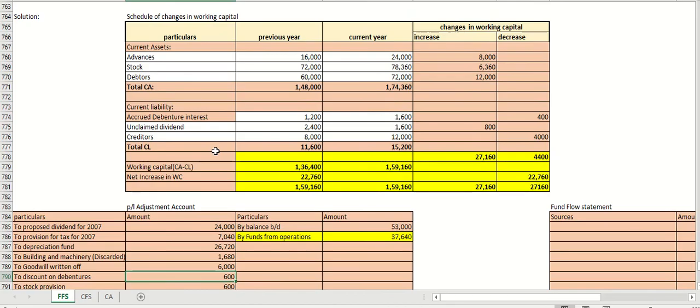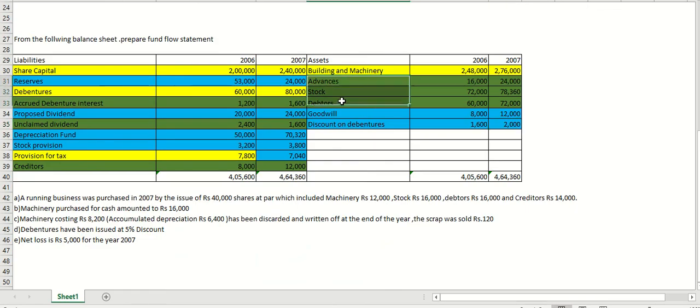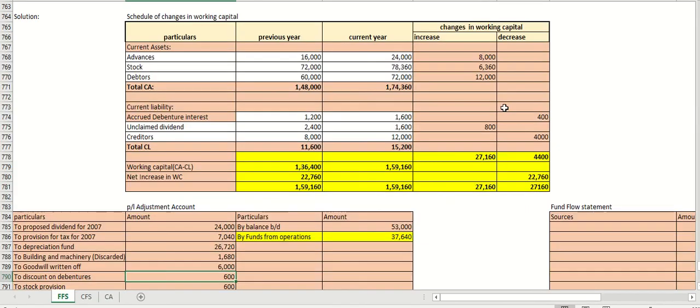So your schedule of changes in working capital: your advances, stock and debtors, which are your current assets, we are accounting for it. If the current asset increases, your working capital increases. If your current asset decreases, your working capital decreases. On that logic, we are getting our increase. Every current asset has increased, so we have only the increase. So you total up your current assets.